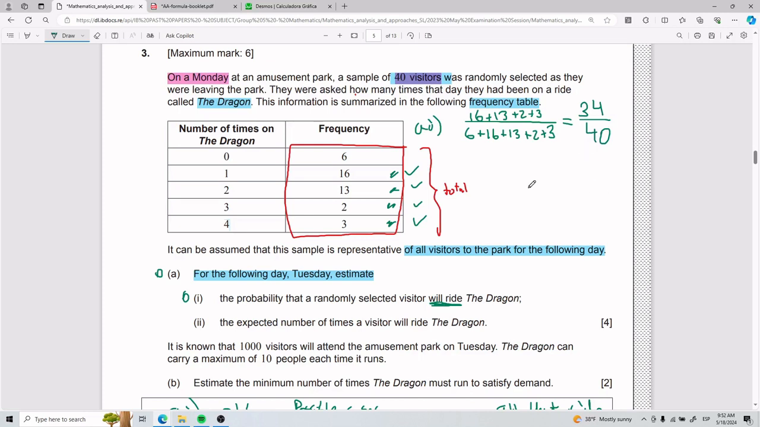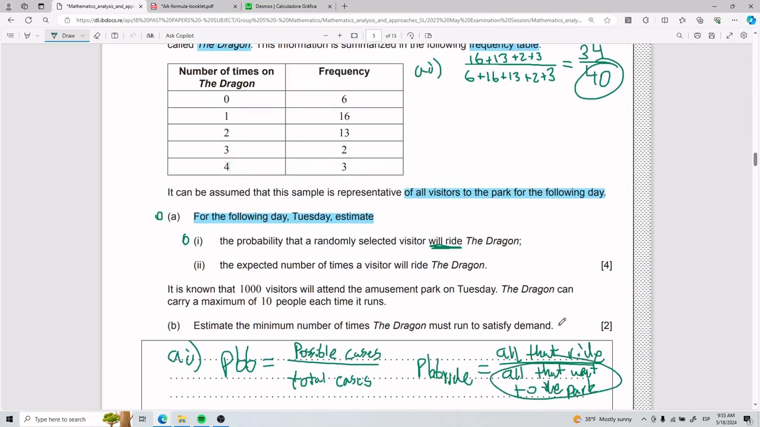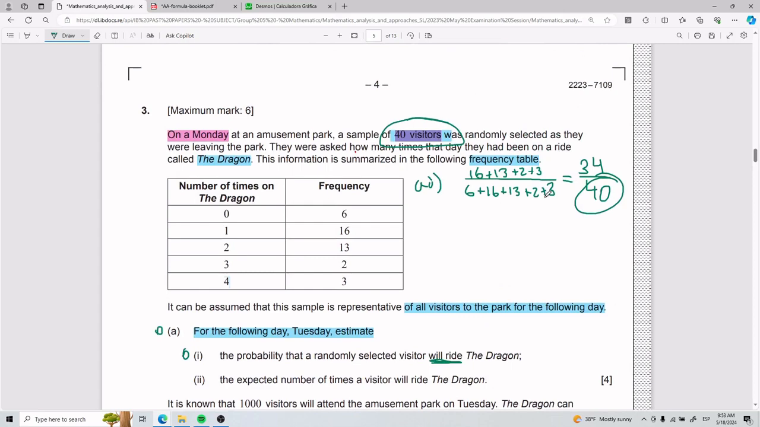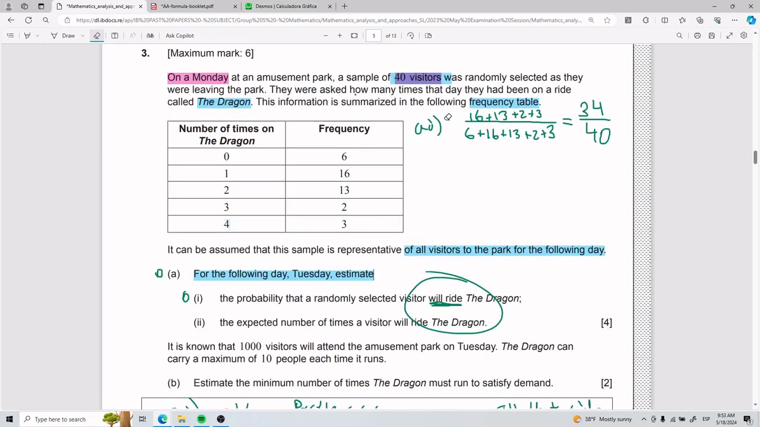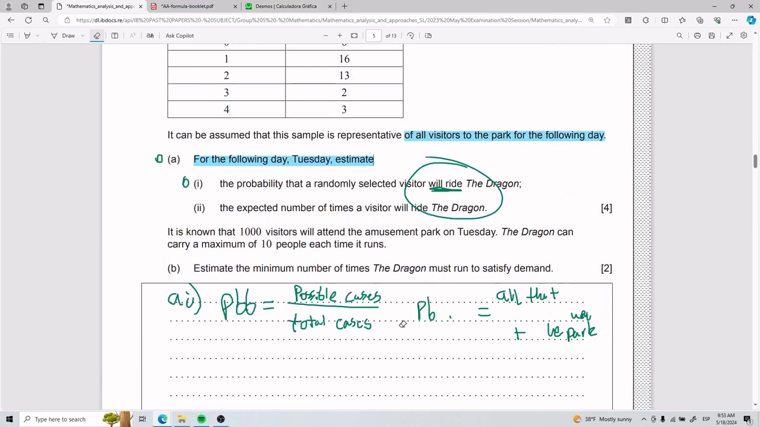The other way to do it, a quick maths sort of approach, is this: they tell you that it's 40 visitors, so your total has to be 40. All that went to the park were 40. And they're only asking for those that will ride the Dragon. So which ones don't ride the Dragon? 6 of them don't. So you can do 40 minus 6, which gives you 34. So that is a slightly quicker way to find 34 over 40. I don't know if it's that much faster, but I do want you to see it as an option. Anyways, for part A(i), the answer is 34 over 40. That is the probability that they will ride the Dragon.